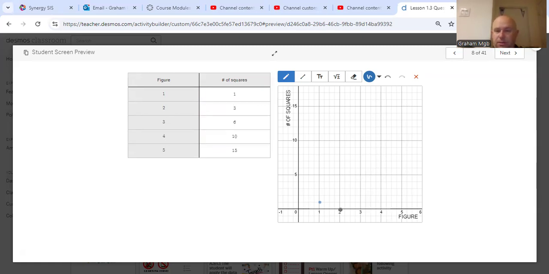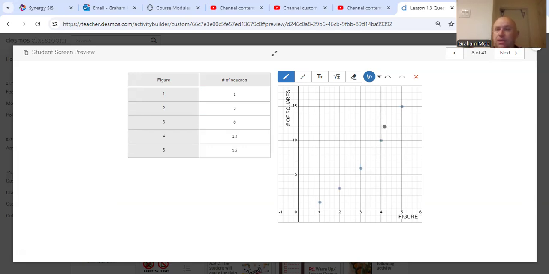2 goes to 3, so 2 on the figure, and then go up 1, 2, 3. 3 goes to 6, so start at 3, there's 5, and then one more would be 6. 4 is 10. We can see that 10 is across here. And 5 would be 15. And you can see that this lines up with 15.